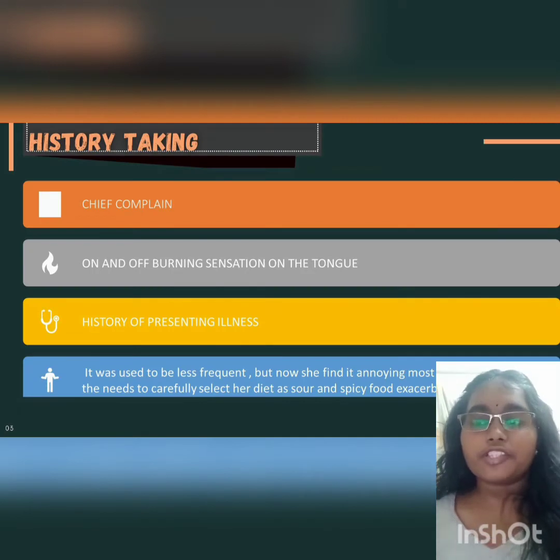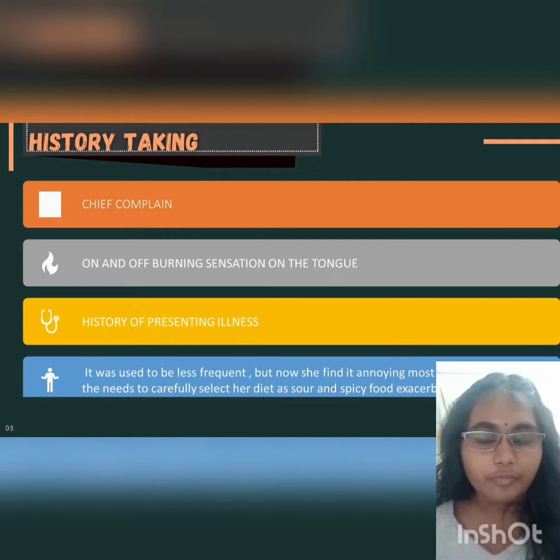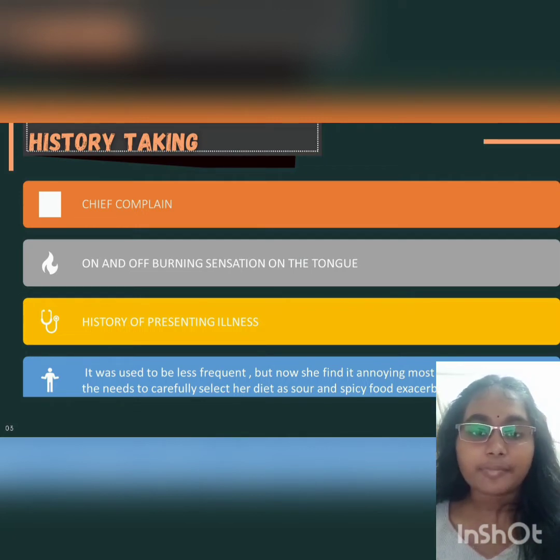So the chief complaint of this patient is on and off burning sensation in the mouth. The history of presenting illness is it used to be less frequent, but now she finds it very annoying and she has to carefully select her diet, as sour and spicy food exacerbates the burning sensation in the mouth.